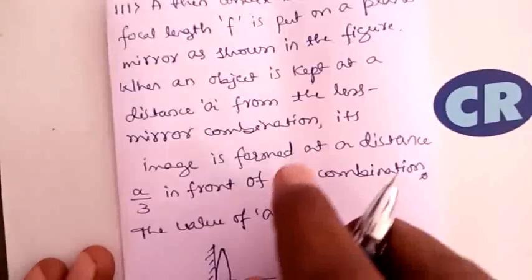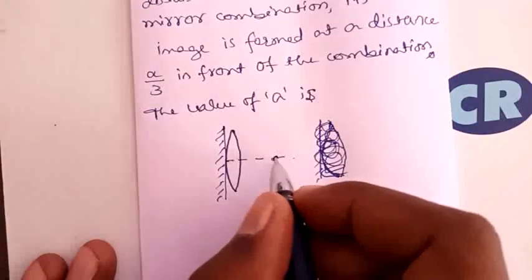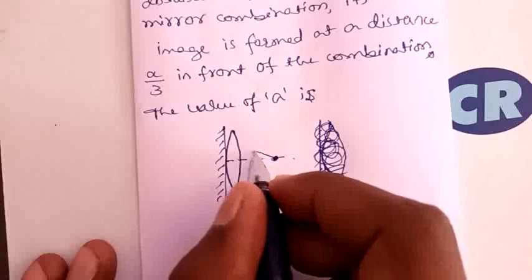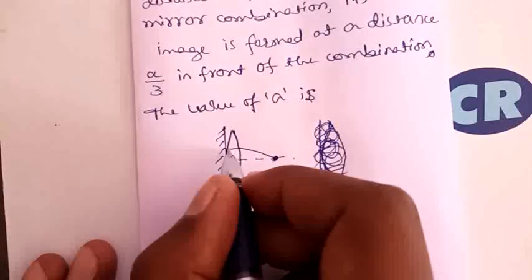So what is the distance of the object given here? A is given. Object distance means the object is here now. The ray coming from the object falls on the lens now. There is a refraction that takes place, and this refracted ray falls on the mirror.